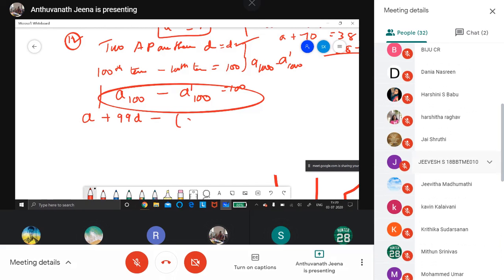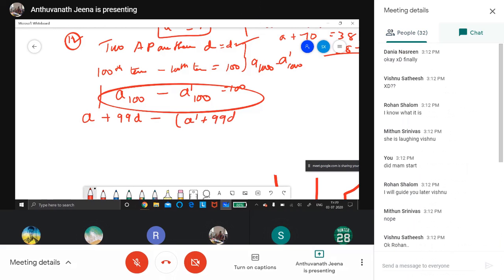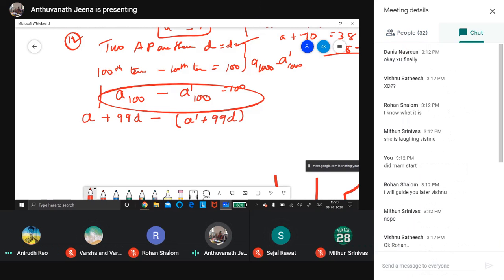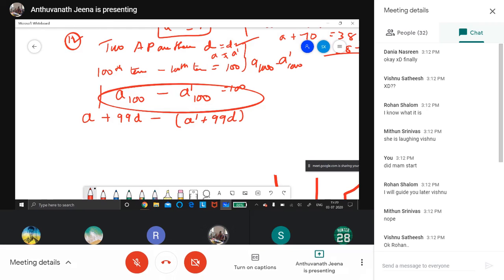A is different, children, so I will put A dash: A dash plus 99D. D is the same, so I am putting D for both. One is A, another one is A dash, they are not the same. So (A plus 99D) minus (A dash plus 99D) is equal to 100. Now solve this, you get the answer.